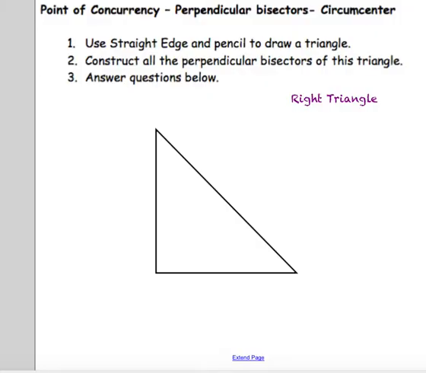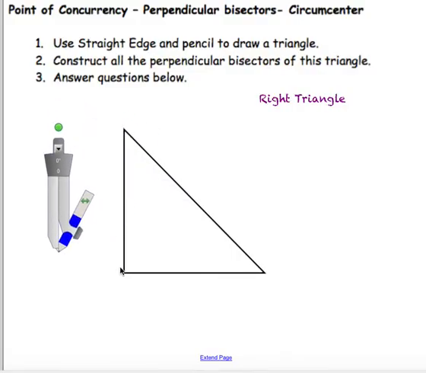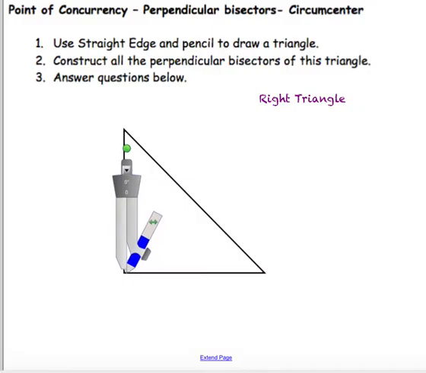So here, I'm just getting my compass ready. Perpendicular bisectors, remember to do them just like finding the midpoint. It's the same way. Put the compass on one end of the segment, open it to more than halfway, make an arc, like a half circle, then do the same from the other endpoint, and then where they connect is the perpendicular bisector.